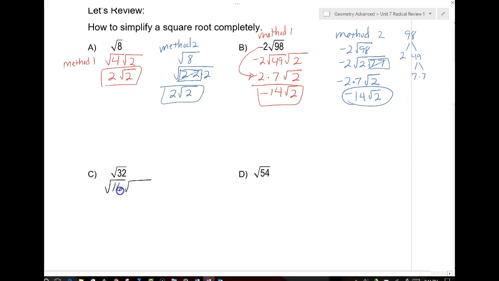So I go 16, and then the number on the right is the one that's not a perfect square. I go the square root of 16, well that's 4 root 2, completely simplified.